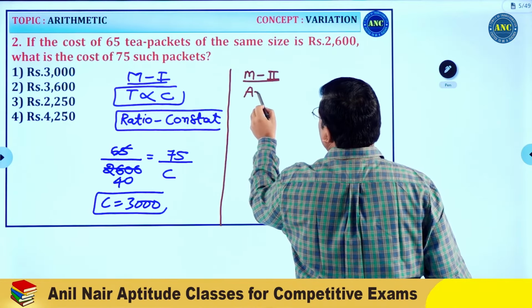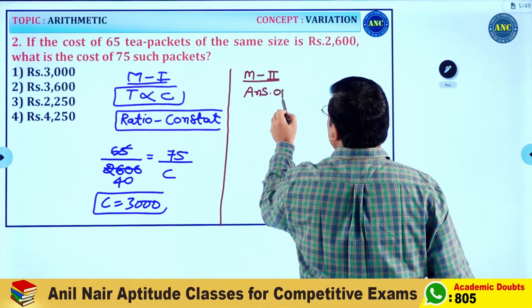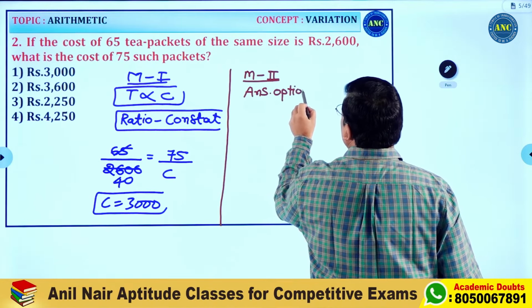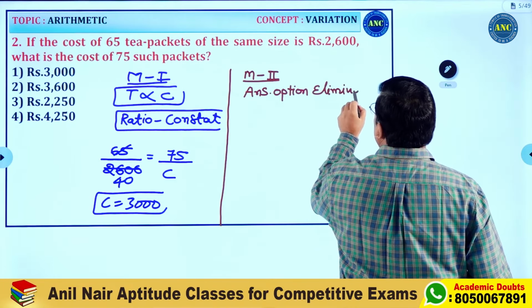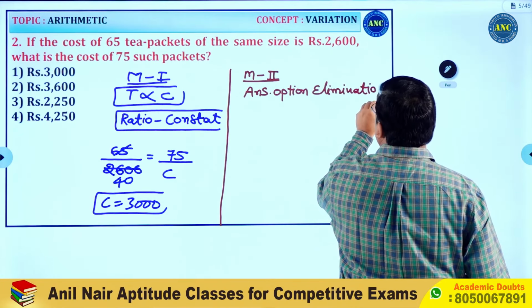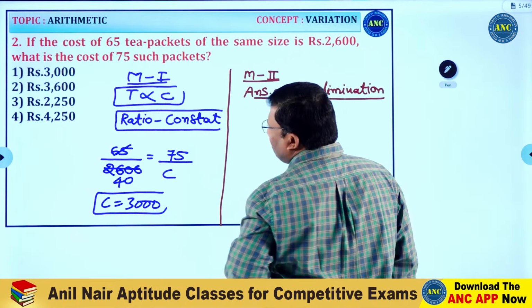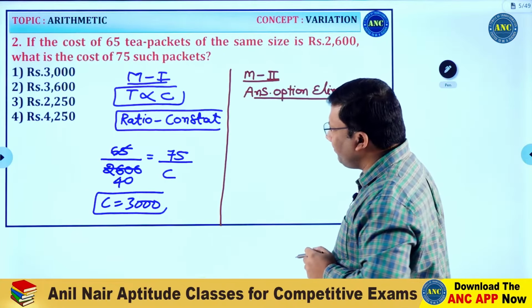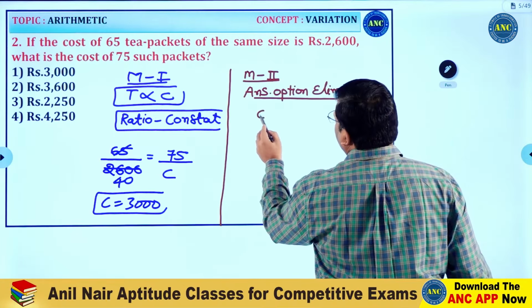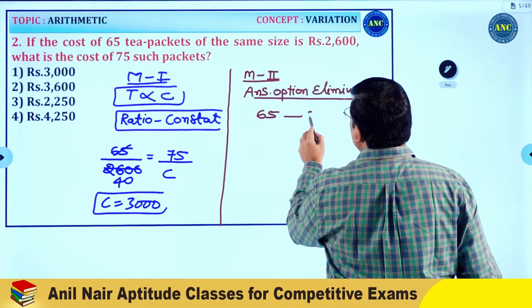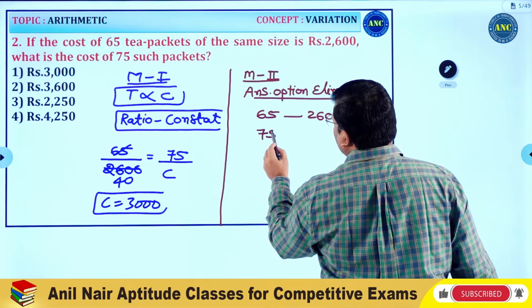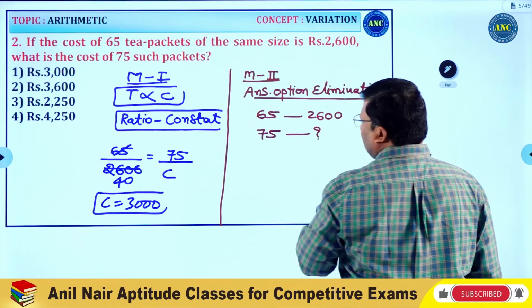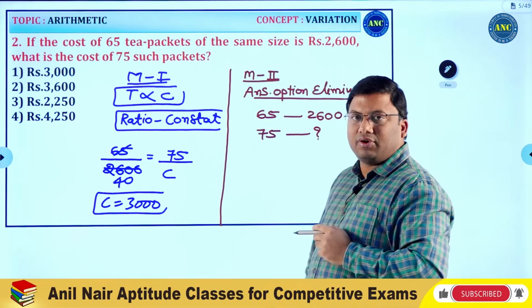Answer option elimination. Just by looking at the question, without doing too much calculation, how can I avoid it? 65 is giving 2600. 75 will give you how much?